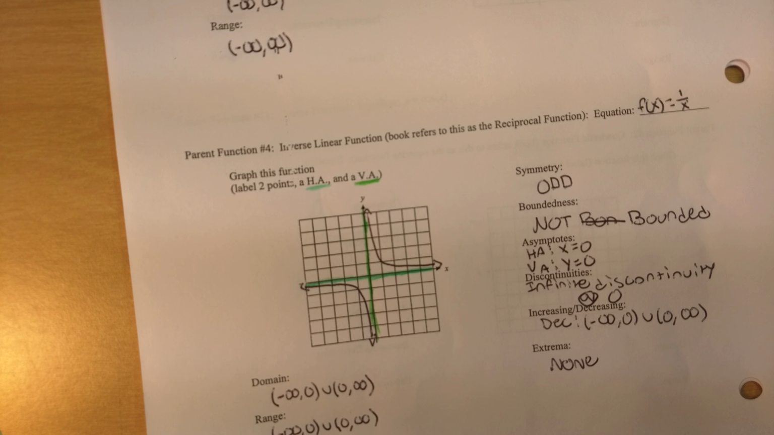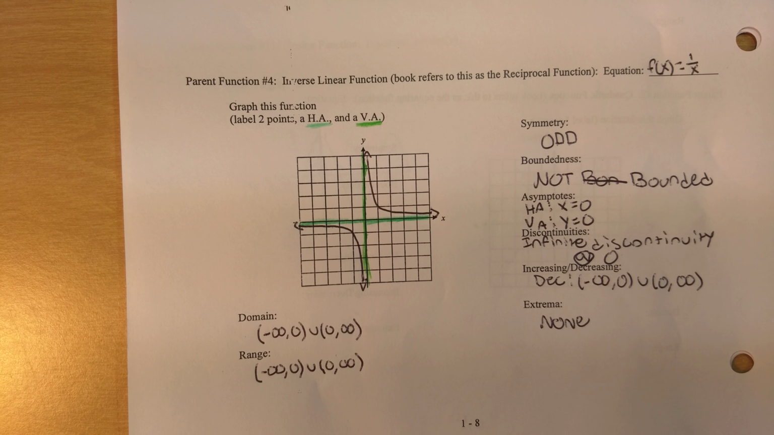This is an inverse linear function, also known as a rational function. The parent equation is f of x is equal to 1 over x. The symmetry is odd and it is not bounded. This function has two asymptotes, one being a horizontal asymptote at y equals 0 and a vertical asymptote at x equals 0. There is an infinite discontinuity at x equals 0, which is non-removable.